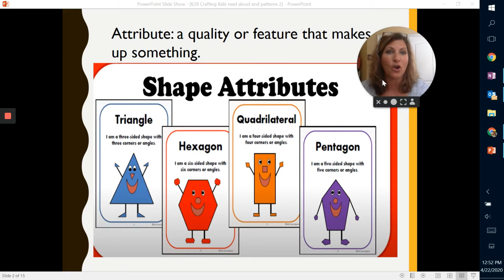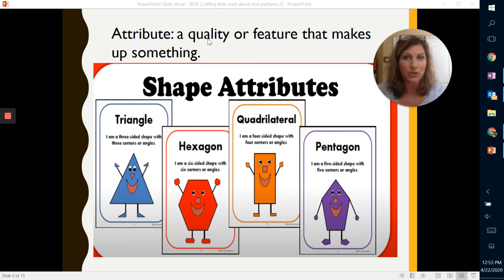All right, so here are some attributes. Remember, an attribute is a quality or a feature that makes up something. So if you look, this is a triangle. I just talked about that. A triangle has 3 sides and it has 3 corners, or second graders call it vertices. A hexagon has 6 sides with 6 corners or angles. A quadrilateral has 4 sides and 4 corners or angles. And then a pentagon has 5 sides with 5 corners or 5 angles. And those of you that are in second grade have learned that it's also called a vertice.